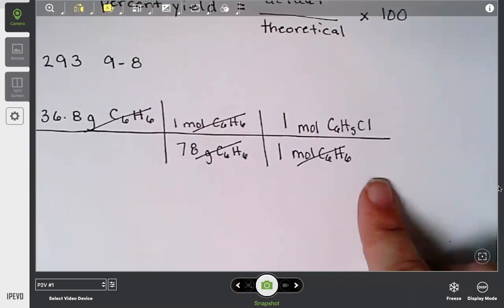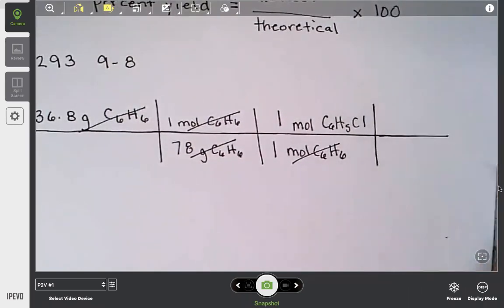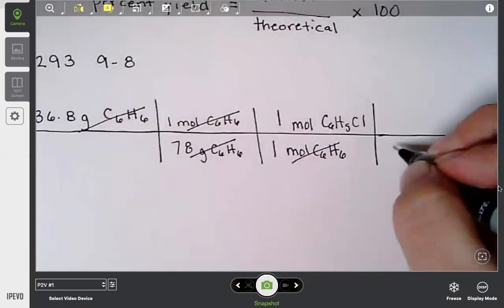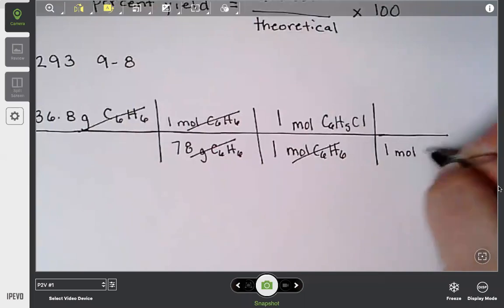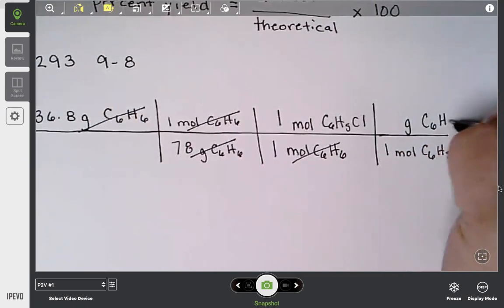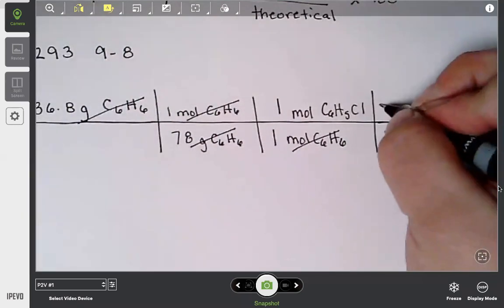If I stopped right now, I'd have moles of chlorobenzene. I don't want moles of chlorobenzene. I want grams. So I am going to convert from moles to grams of this compound. 1 mole of C6H5Cl is equal to some number of grams. So 6 times 12 is 72, plus 5 is 77, plus 35 is 112.